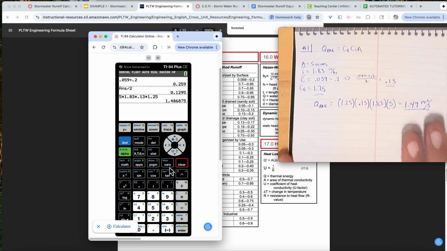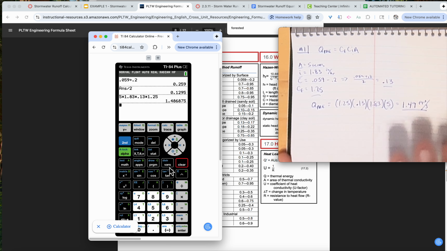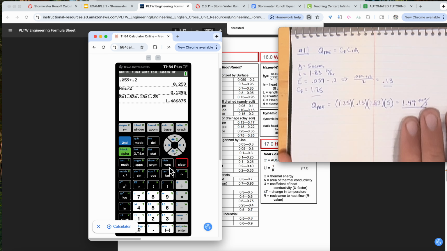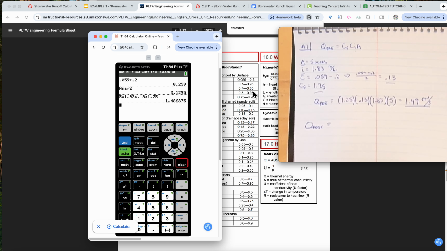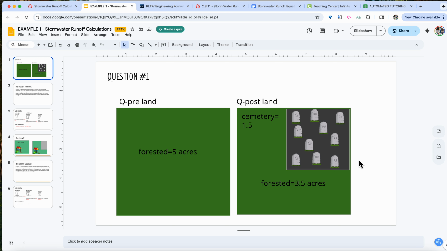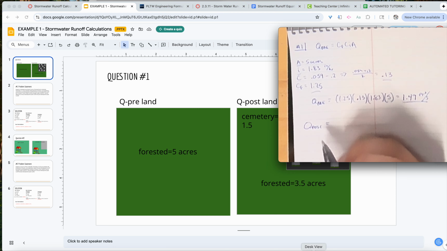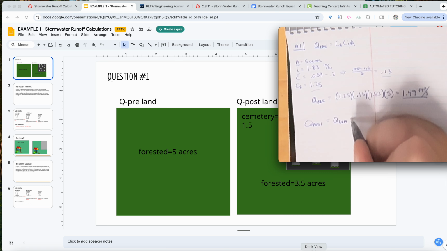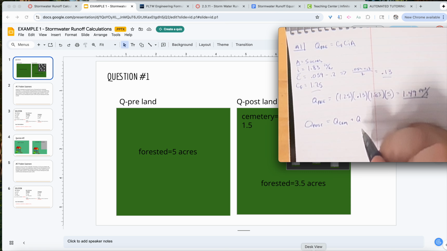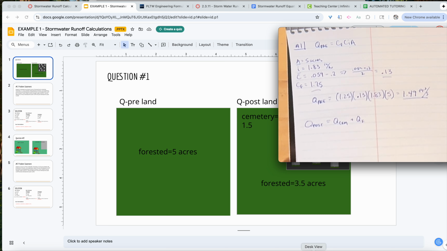Now it should be the case that Q post does not exceed this number. So let's go ahead and calculate Q post in this case. Keep in mind, for Q post, just as we can see in the previous slide, it is 1.5 acres of a cemetery and then 3.5 acres of the forested land. What we've got to take into consideration here is that Q post is going to consist of the Q of the cemetery and also the Q of the forested land, right? So I'm going to put an F on there for that.